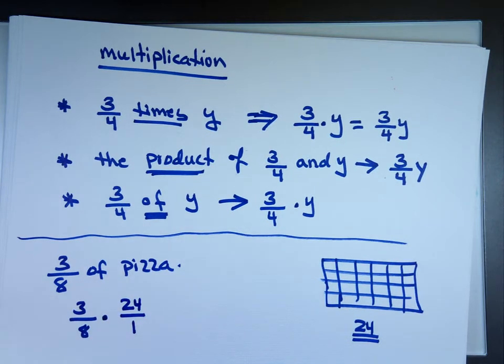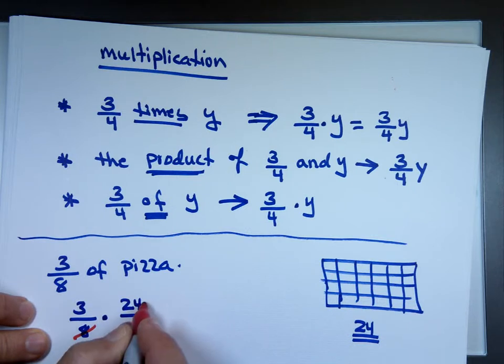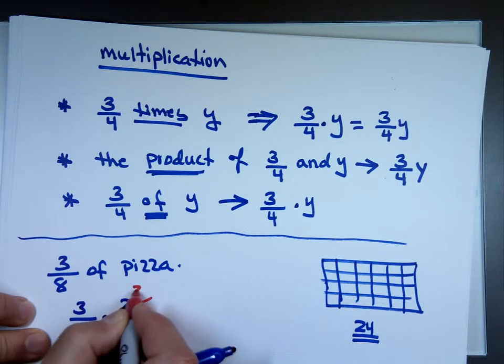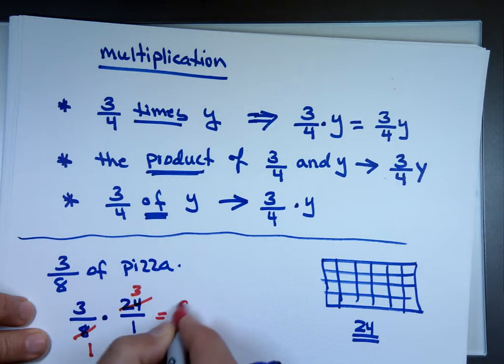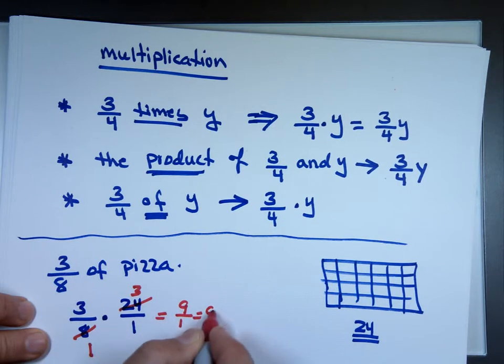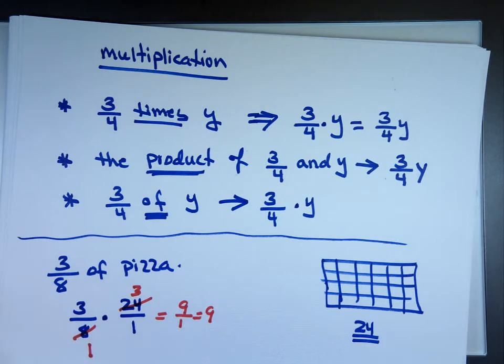How do we multiply fractions? That's back to chapter 2, right? 3 over 8 times 24 over 1. By 8, this is what? 1. By 8, this is what? 3. 3 times 3? 9 over 1, which is 9 slices. You better hope they were small. Otherwise, we're in trouble. So you ate 9 slices of that pizza. So the word of means multiply.